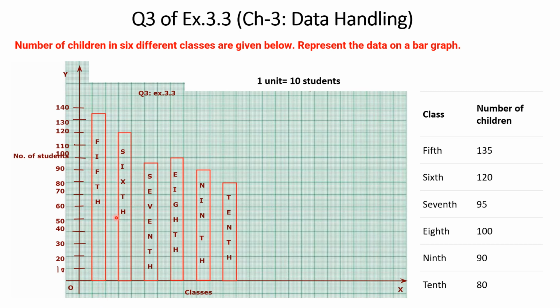Okay, same goes for 6th, 7th, 8th, 9th and 10th. So here 5th is 135, 6th is 120, 7th is 95, 8th is 100, 9th is 90 and 10th is 80. So that's it. This is the bar graph, right?